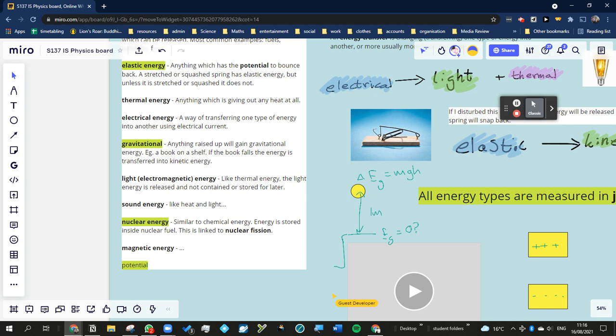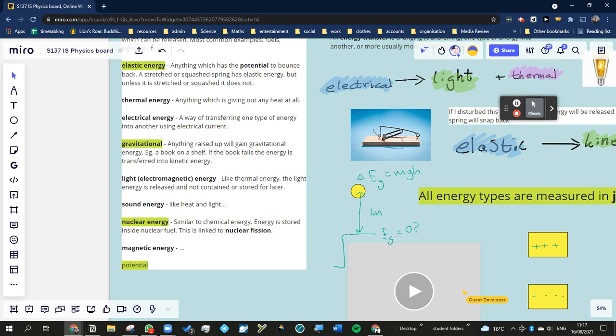When something is producing sound, what's actually happening is it's vibrating, and these vibrations are causing the air particles around it to vibrate. Those air particles are causing other air particles to vibrate, and this energy spreads out. So just like heat and light, the energy spreads out and it can't be contained. It's lost to the surroundings. Okay, so that's all I've said about that one.